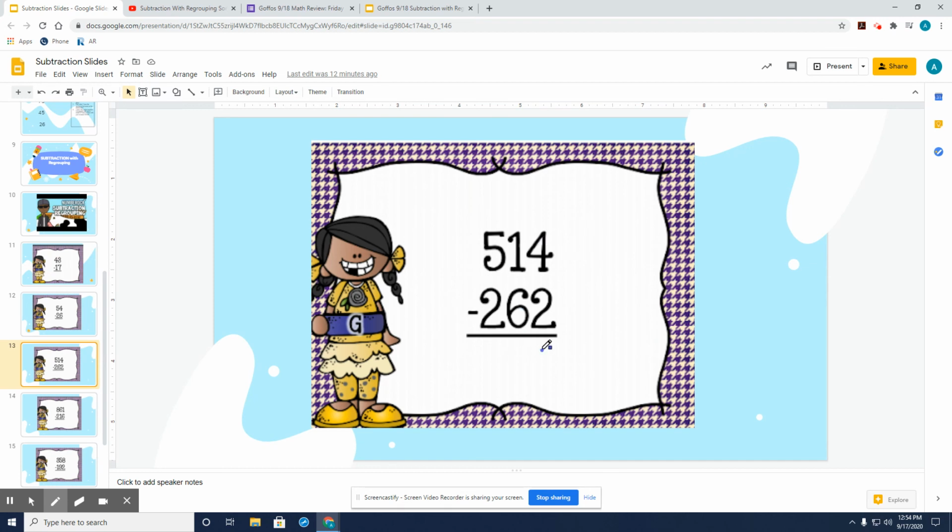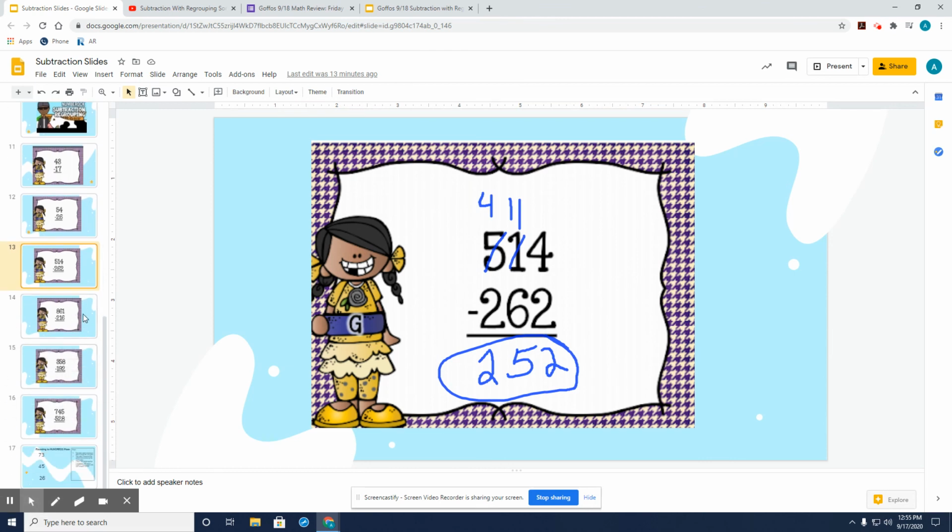So 4 minus 2 is 2. That is just regular subtraction. I know how to do that. Then I go next door. 1 minus 6. Here, that 1 is smaller than my 6. I can't do that. So that's when I have to borrow. So that 5 becomes a 4. And this 1 becomes an 11. Because again, you're borrowing that whole group of 10. And 11 minus 6 is 5. And then 4 minus 2 is 2. My answer is 252.